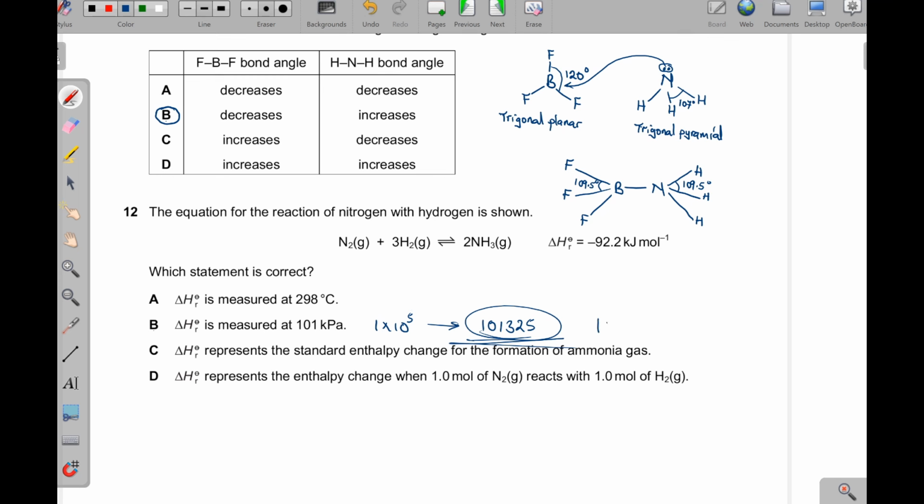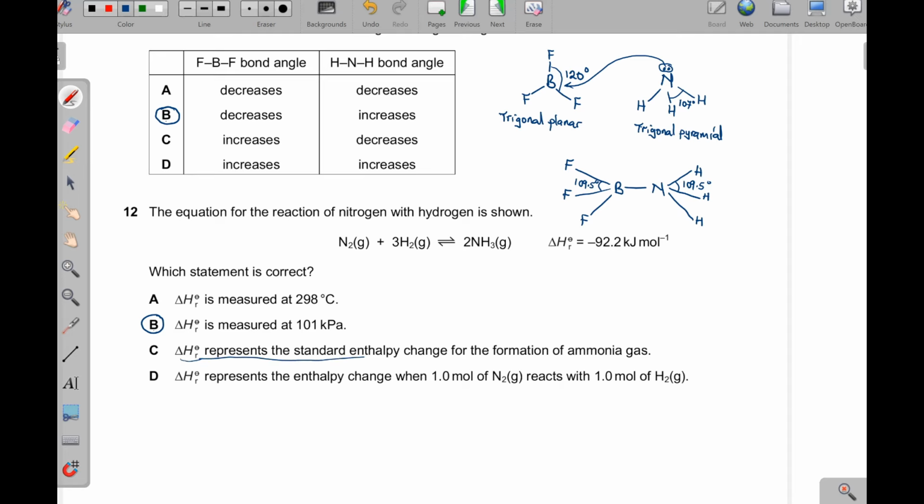It can be given as 101. Then these ones, if you round off to 3 significant figures, then it will be that 000. Or you take this away and then you put K, kilopascals. That is the one here. So that has to be our answer here. Okay, at room temperature and pressure. That is the one there.